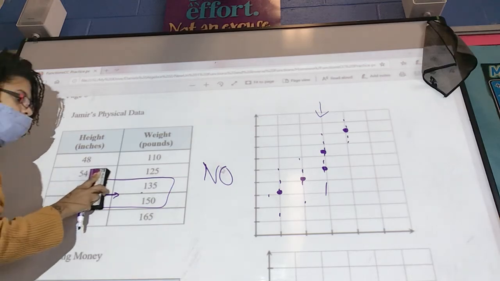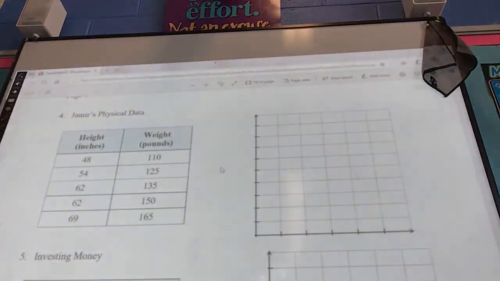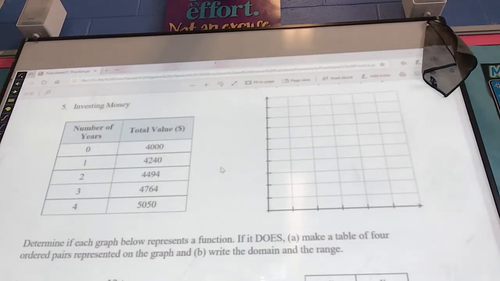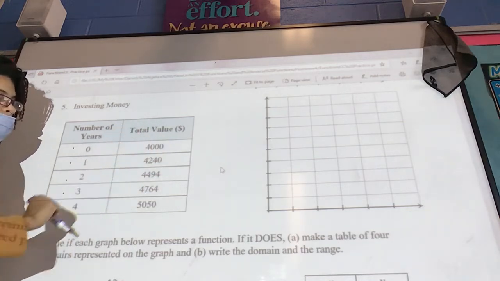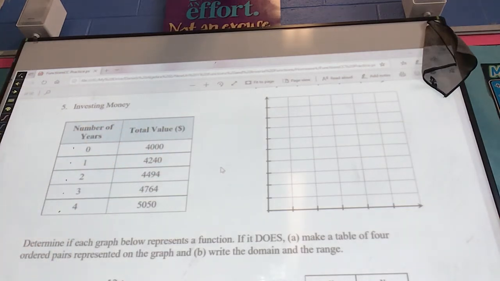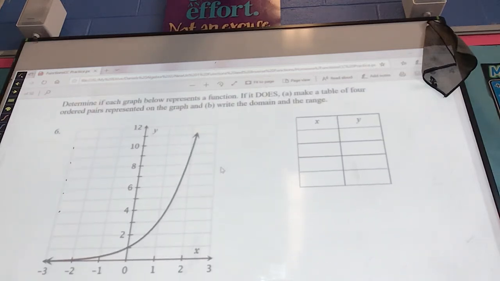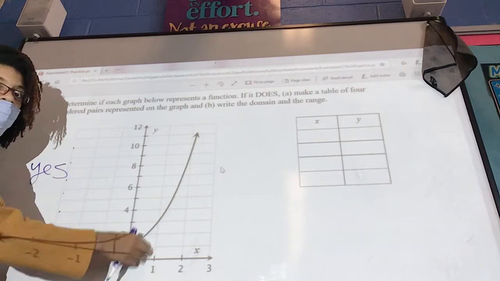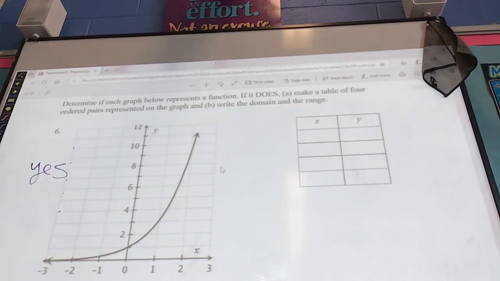Okay? So we're going to go quickly through the other ones. Investing money, they all have a unique x value, so it doesn't matter. This is just a function. So now just by looking at the graph by a vertical line test, is this a function? Yes. Okay, that sounds like more understanding, right? Because if I did the vertical line test all across this, I'm never going to touch more than one point. So for something like this, you would make a table.